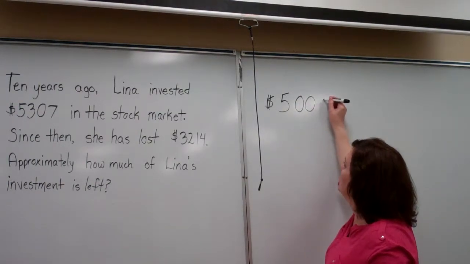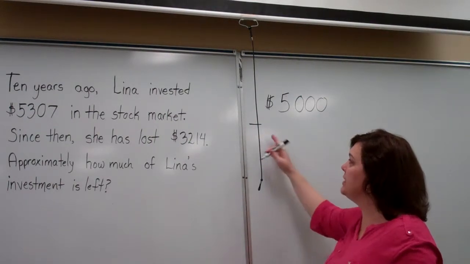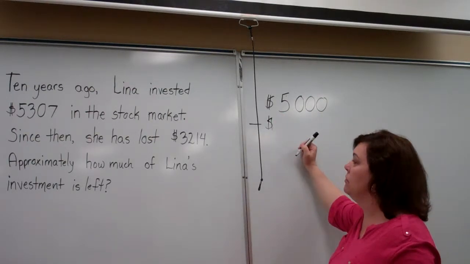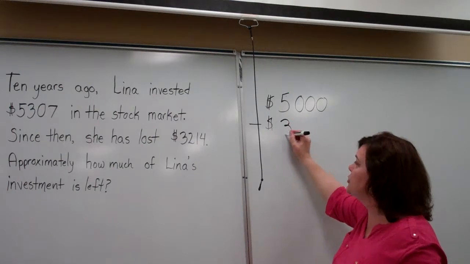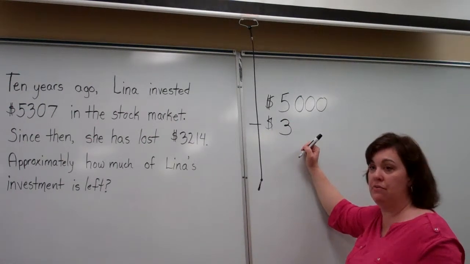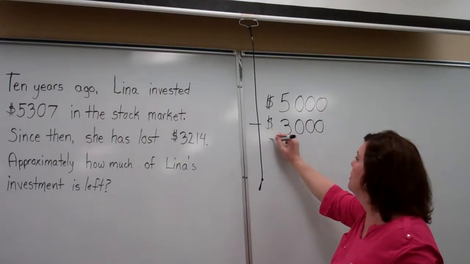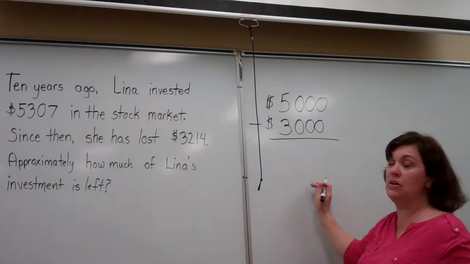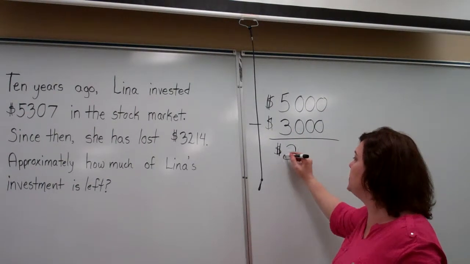5,307 rounded becomes 5,000. I want to know what she has left, so I'm putting a subtraction sign. How much did the value of her investment go down? Let's round $3,214 down to an even 3,000. Do you notice that I can actually do this in my head now? 5,000 minus 3,000, that's approximately 2,000.